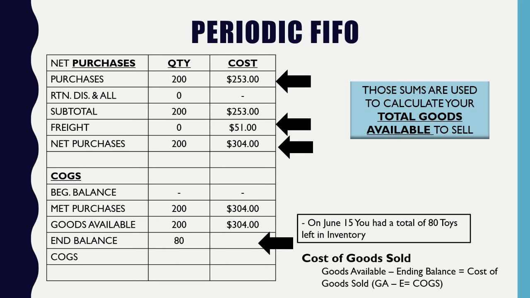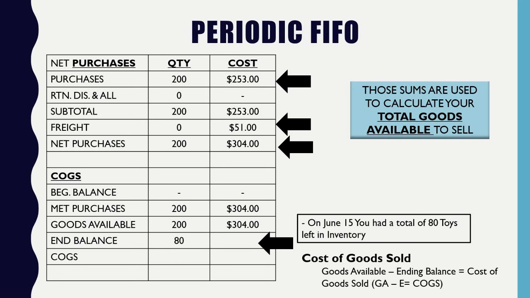So once you've done that, the next step is to just calculate going down this table. Our subtotal is going to be for 200 items at the same price, for $253. We're going to add our freight, which isn't an inventory item. It doesn't affect quantity, but it does affect the cost. So by adding $51, your total net purchases is going to be 200 items at a total of $304. Okay, and those are the things that we've calculated from the previous table. So once we've solved for the previous table, all we're doing is placing all those calculations inside the second half of the table.